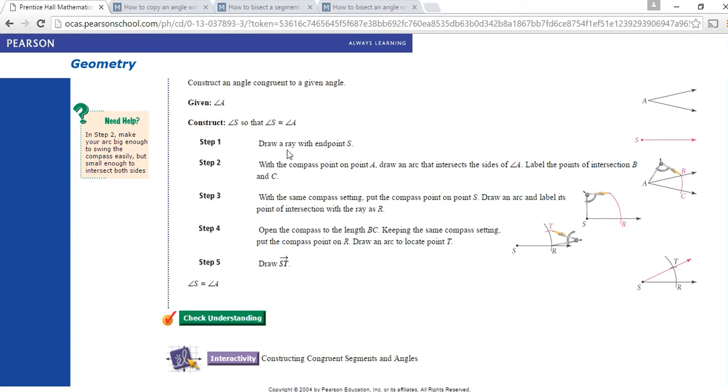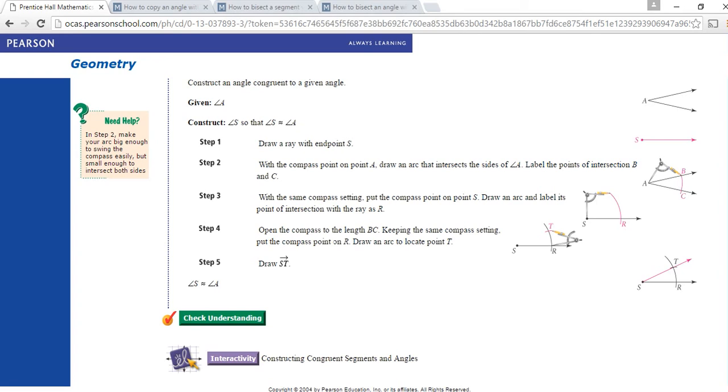You're given an angle A, and you're asked to draw a congruent angle S. So what you're going to do is draw a ray with an endpoint right here, and put your compass at point A, and draw an arc that intersects the sides of angle A, and label your intersections point B and C. And then with the same compass setting, you're going to put the compass point on point S and draw an arc and label its point of intersection with the ray as R.